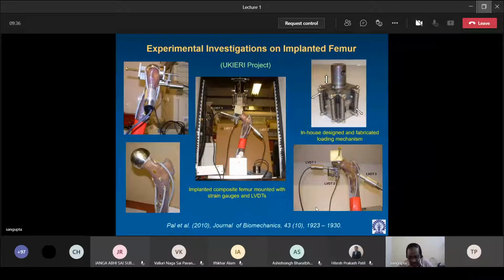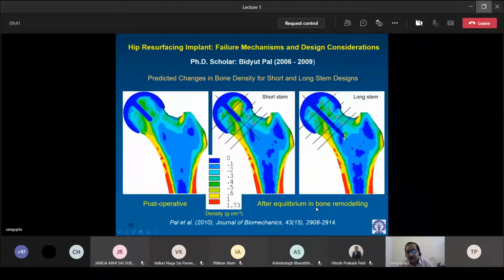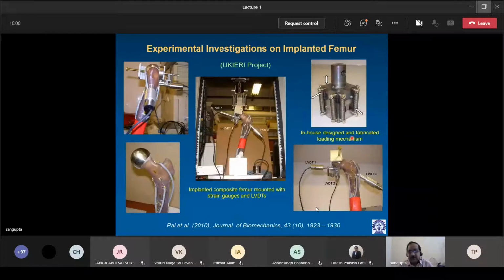If I try to go back, so here, yes. So we have tried to measure the tip of the implant, how it is moving inside the reamed hole. Okay. So this is the LVDT3 that measures the movement of the tip of the stem.